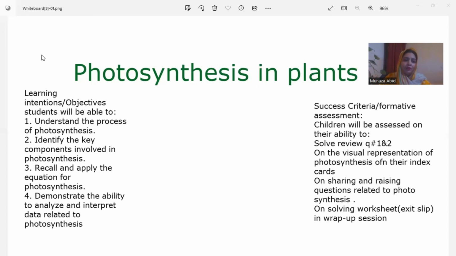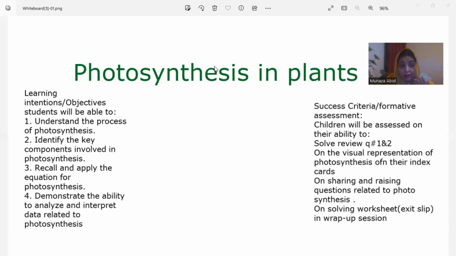So today we will understand the process of photosynthesis. We will identify the key components involved in photosynthesis. We will recall an applied equation for photosynthesis, and we will demonstrate the ability to analyze and interpret data related to photosynthesis.